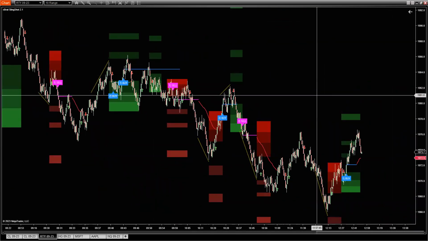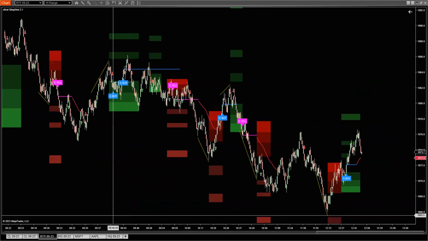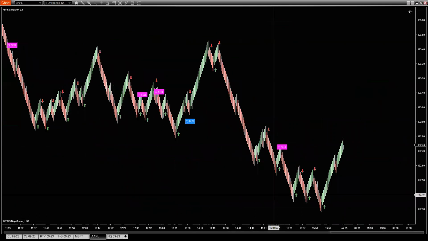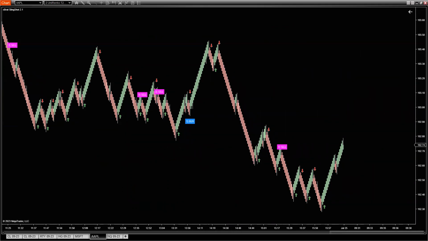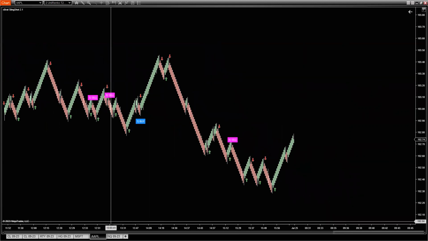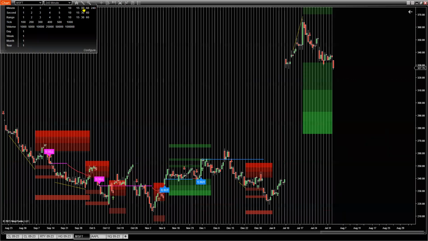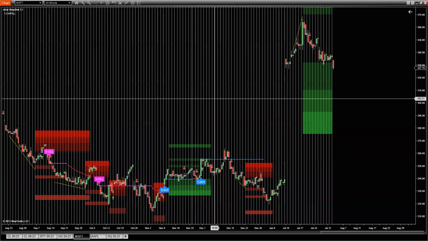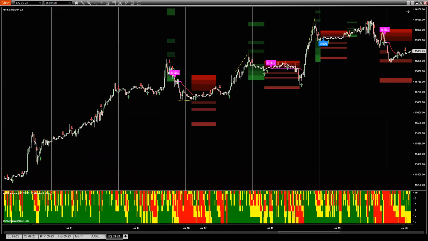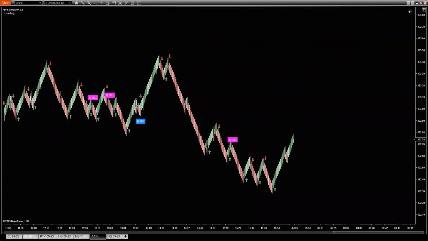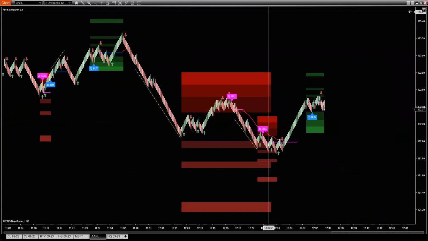Yes, it works for stocks as well. Let me just connect my data feed for stocks. And then we'll go to Apple. The data will need to catch up. I've just loaded the dashboard for a little while. Okay, there we go. This is Apple day trading.